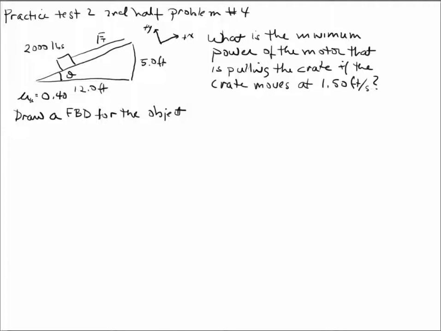All right, we have a mass, 2,000 pounds, being pulled up an incline of angle theta. We are given the height of the incline is 5 feet. The length of the incline is 12 feet. The coefficient of friction is 0.4. The question is, what is the minimum power of a motor that is pulling the crate if the crate moves at 1.5 feet per second? And we will assume that is a constant velocity.